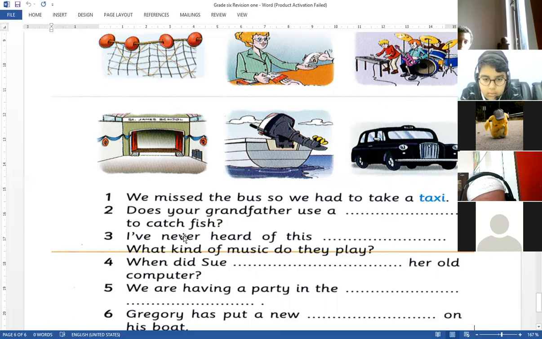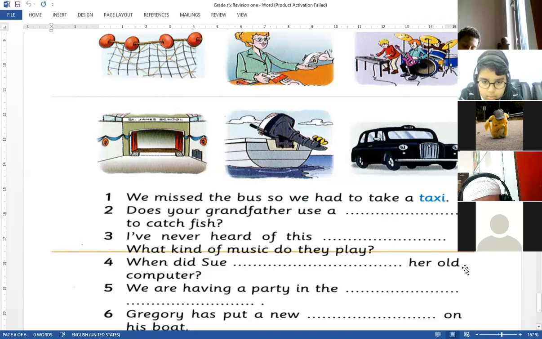Number three, also Abdullah Jalam. I have never heard of this band. What kind of music do they play? I have never heard of this. Band. Excellent. Of this band. Why? Because he said, what kind of music do they play? So it is a band. Okay. Thank you, Abdullah Jalam.